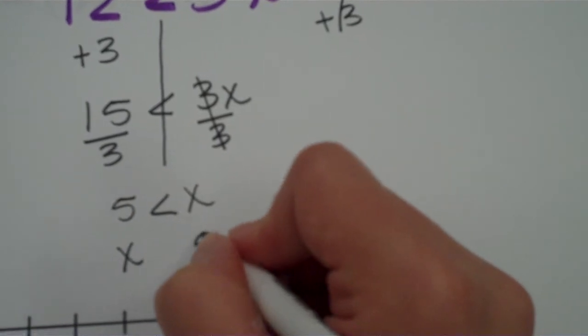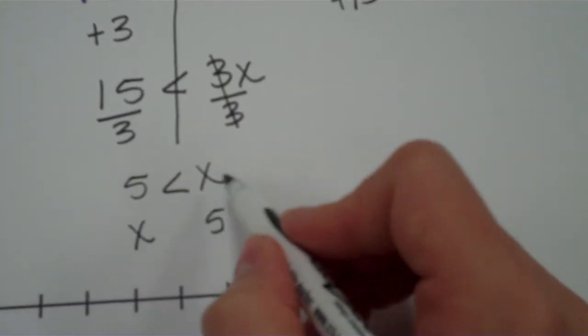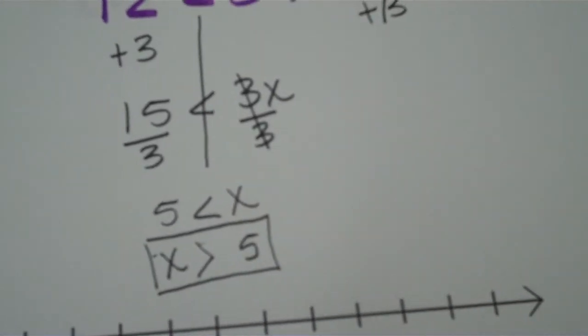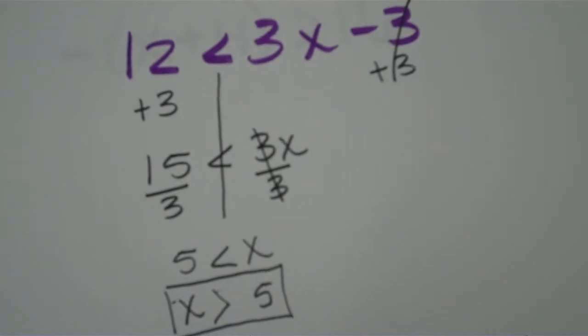I'll put the 5 on the other side. The symbol was eating the X, so the symbol needs to eat the X. Okay? So that part is pretty much the same as what we did.